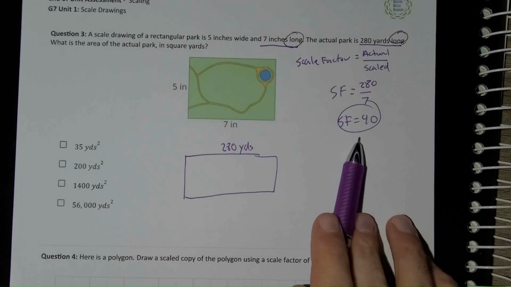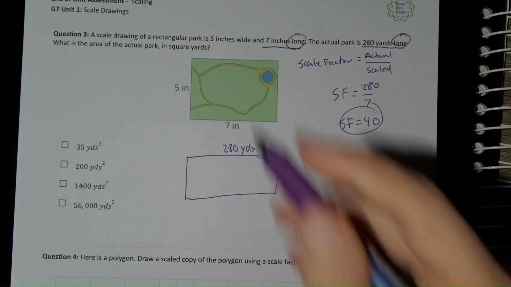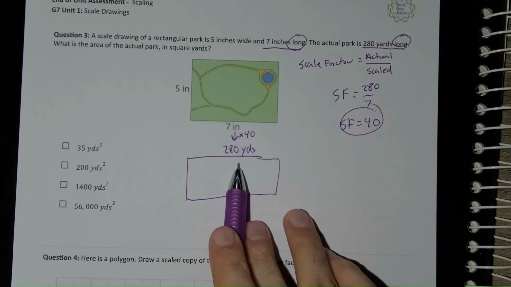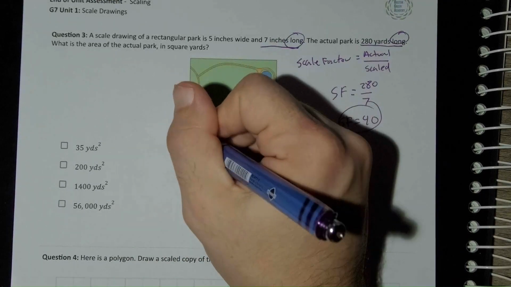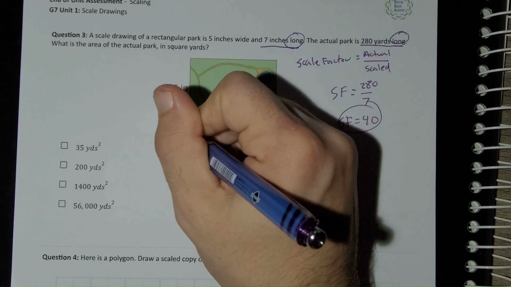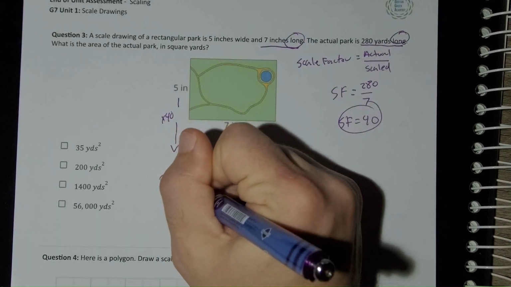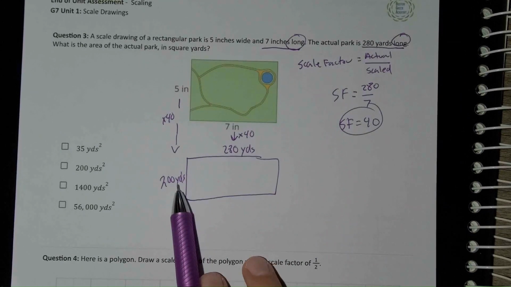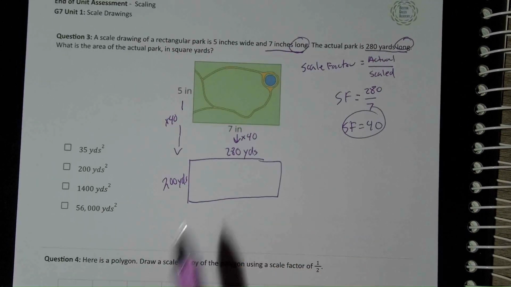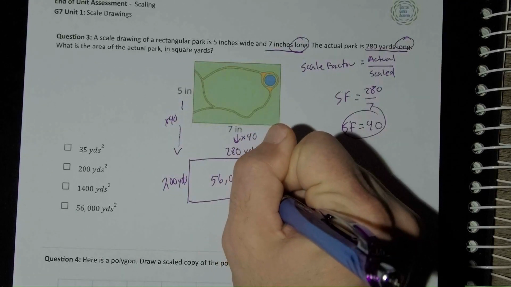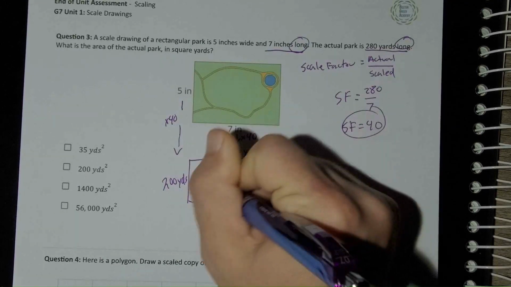And again, to apply our scale factor, we need to multiply, right? 7 times 40 gives us 280 yards. And so now that means we do times 40 to 5, and this gives us our 200 yards. And so 200 yards times 280 yards, when we put that in the calculator, we would have gotten 56,000 yards squared. Bam.